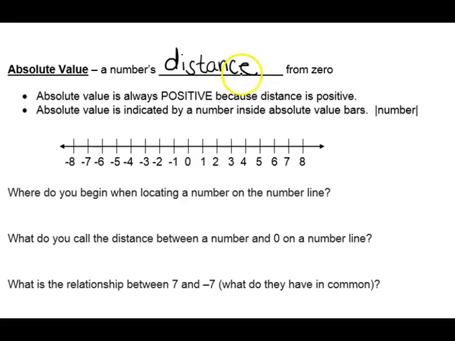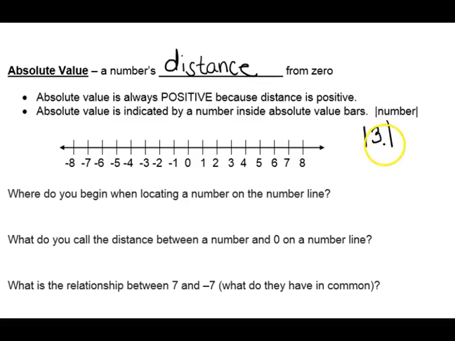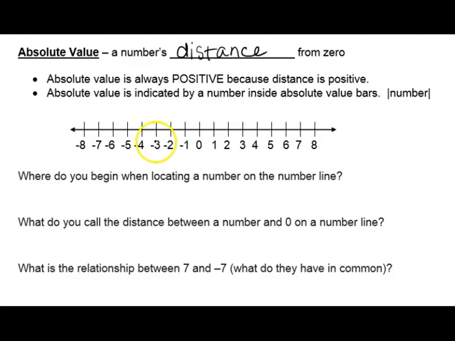And then in math, we use the absolute value symbol, which looks like this. So anytime you see this symbol, it's asking you, how far is this number inside the absolute value symbol away from 0? What's the distance that this number is from 0 on the number line? When we're graphing on a number line, we're always going to start at 0. And what do we call the distance between a number and 0 on a number line? That's absolute value.